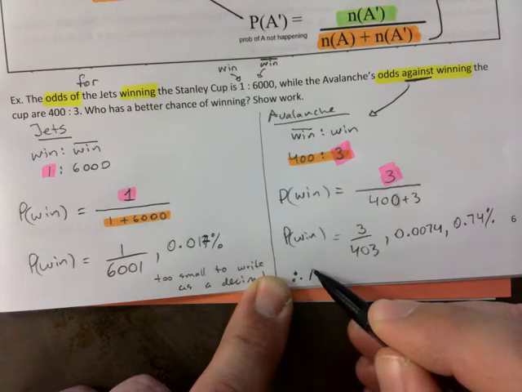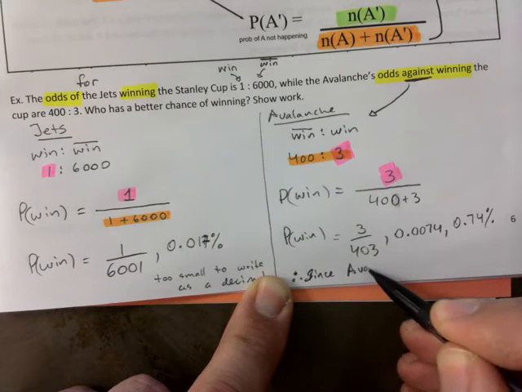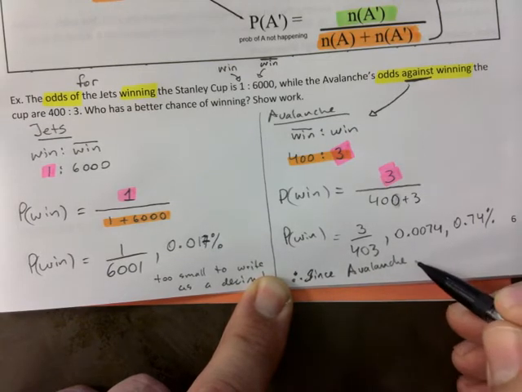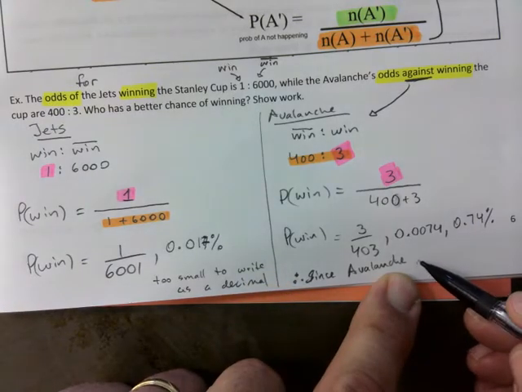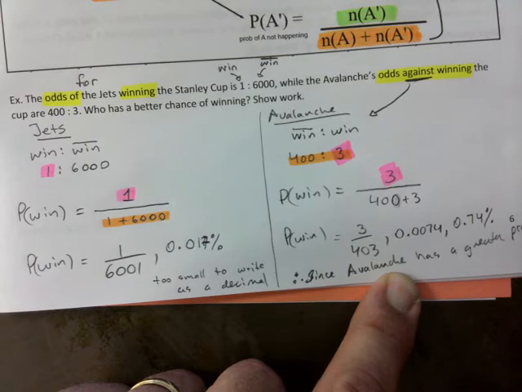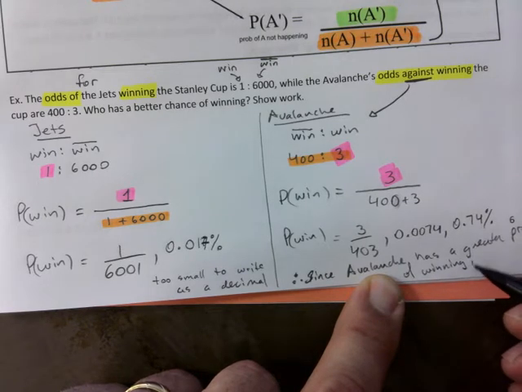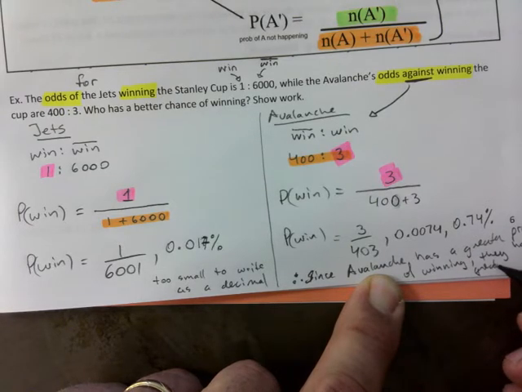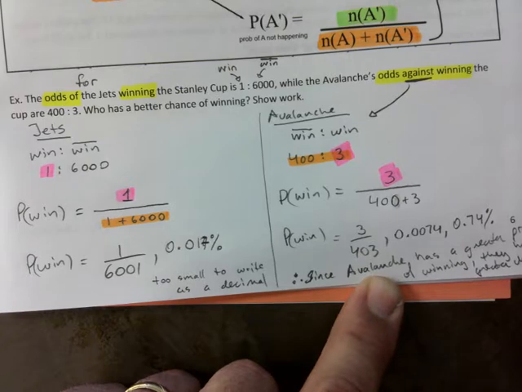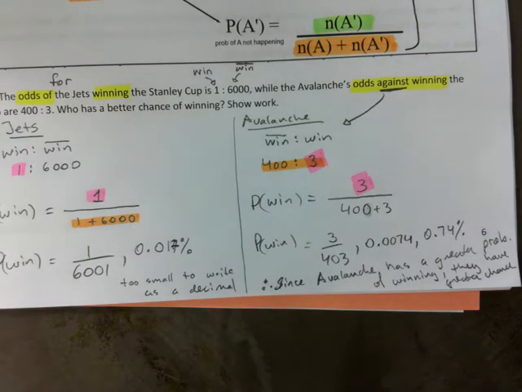Therefore, I will say this: since avalanche has a greater probability of winning, they have a greater chance. Oh my goodness. Yikes. But that's what it says there, I promise you. Since Avalanche has a greater probability of winning, they have a greater chance compared to the Jets.